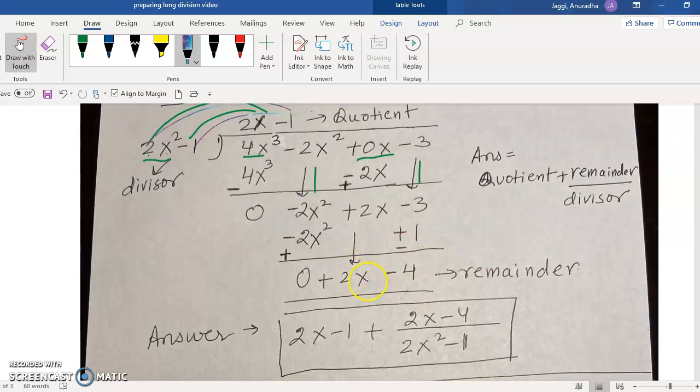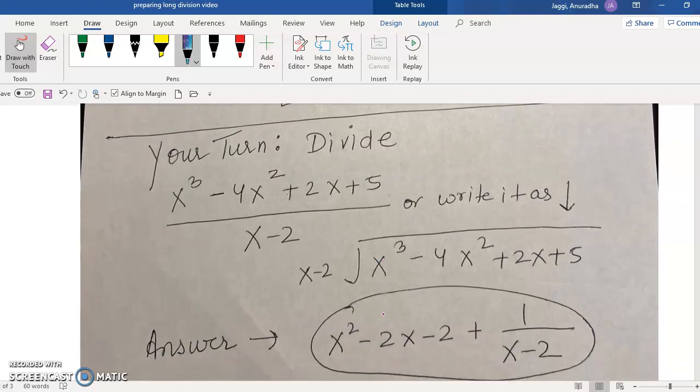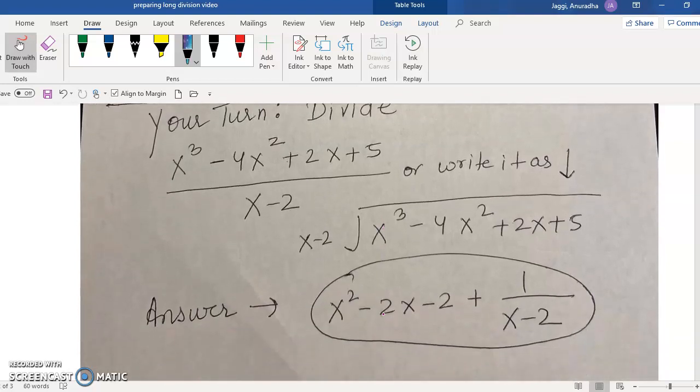Why is this a remainder? Because the degree of this remainder is 1, which is less than the degree of the divisor, which is 2. So once you have something remaining here which has a degree less than that of the divisor, you stop dividing. Okay, and then you write down your answer. Okay guys, now it is your turn to divide. This is the question, and divide carefully and see if you get this answer.